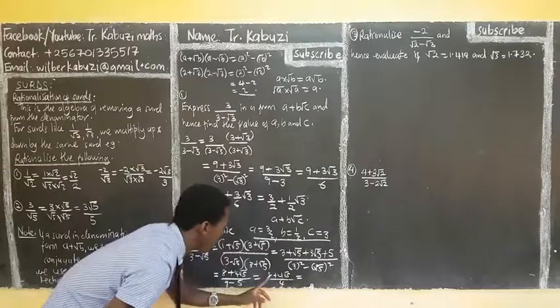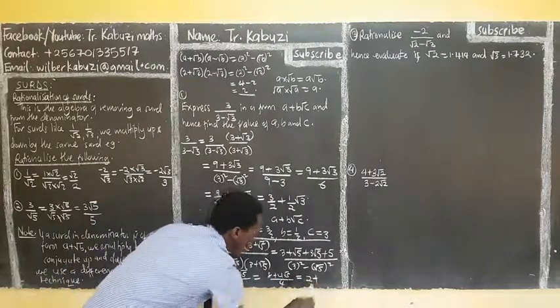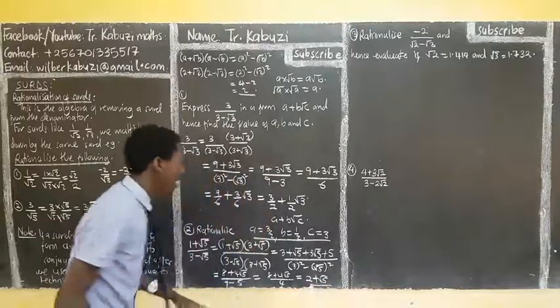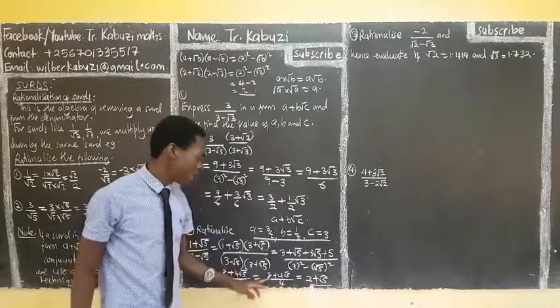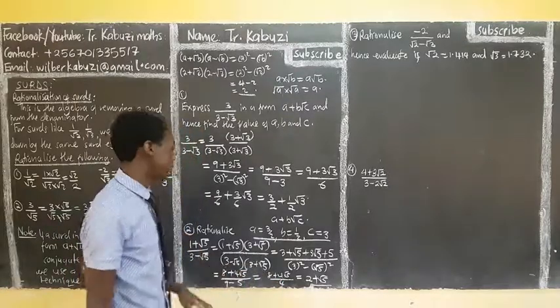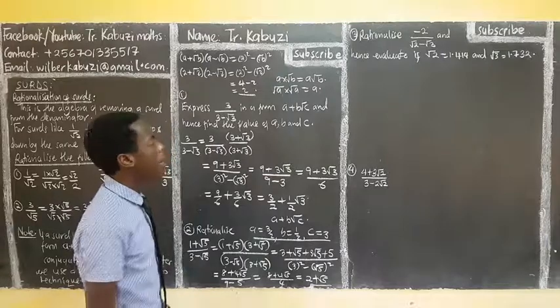When you divide this by 4 here, you get 2. When you divide this by 4 here, you get root 5. Note, this 4 divides 8, and also this 4 divides this. You separate, as simple as that. You have been separated there.